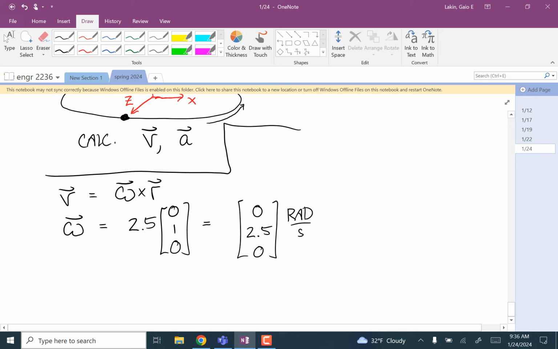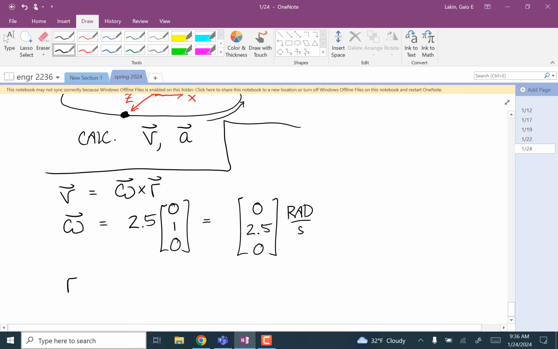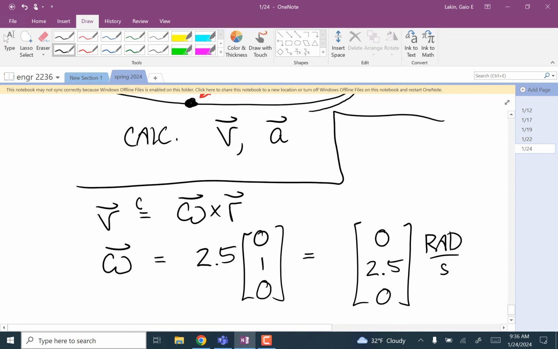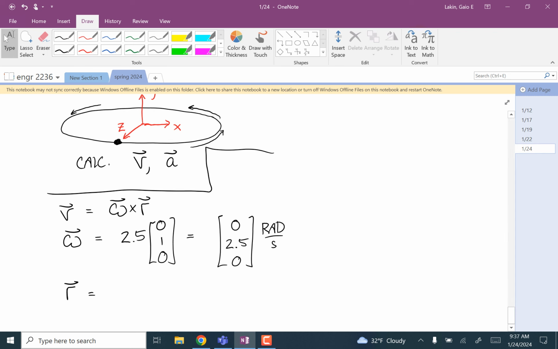Okay, so now let's come up with r, too. So r is the vector that goes from the center of the circle or sphere to the object that you care about. So if this thing has a radius of 2 meters, and the center of the circle is where I put the origin, what's the vector at this instant from the center of the circle to the point? Yeah, 0, 0, 2. Perfect. So r is 0, 0, 2.